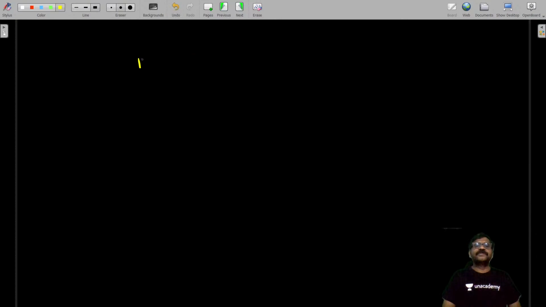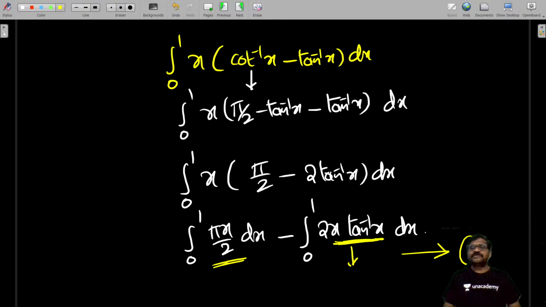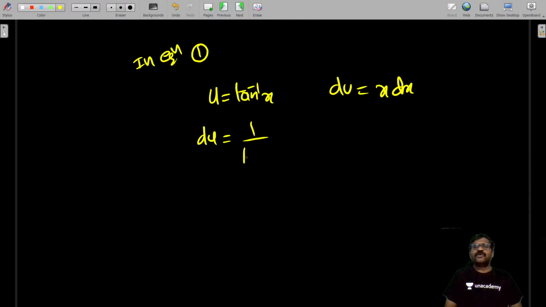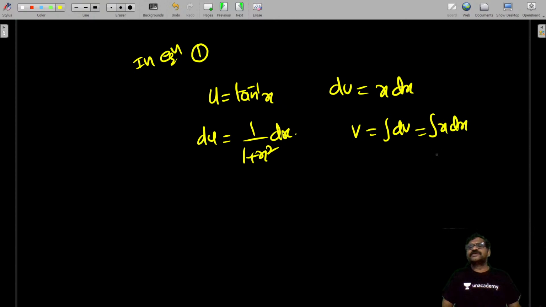In equation 1, I am talking about this term: integral 2x into tan inverse x. I am taking x tan inverse x. u is tan inverse x, dv is x dx. Differentiating u, du is 1 by 1 plus x square dx. v is integral dv, integral x dx, that is x square by 2.